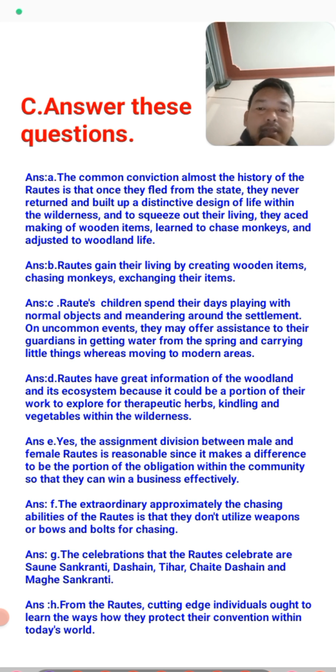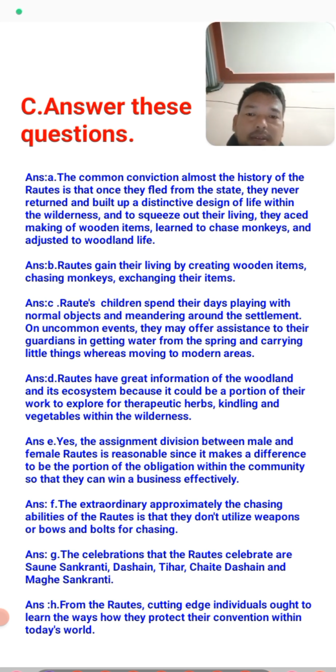Okay, of the forest. E number: the task division between male and female Raute. Here, why is the task division fair between male and female? The task and assignment are one and the same thing. Division between male and female Raute is reasonable. It's fair, since it makes a difference to be the portion of obligation within the community, so that they can accomplish a business effectively. A business here means task and given task.